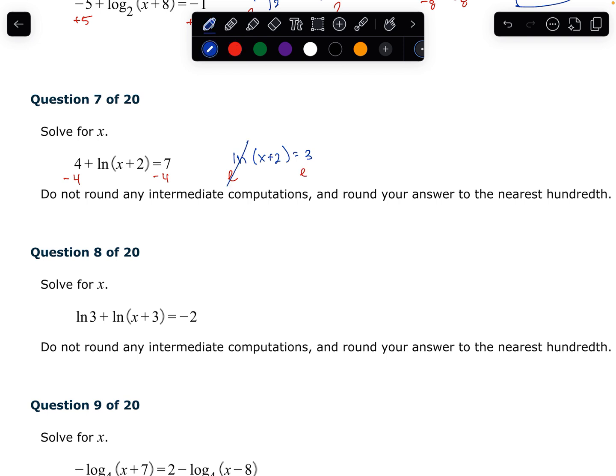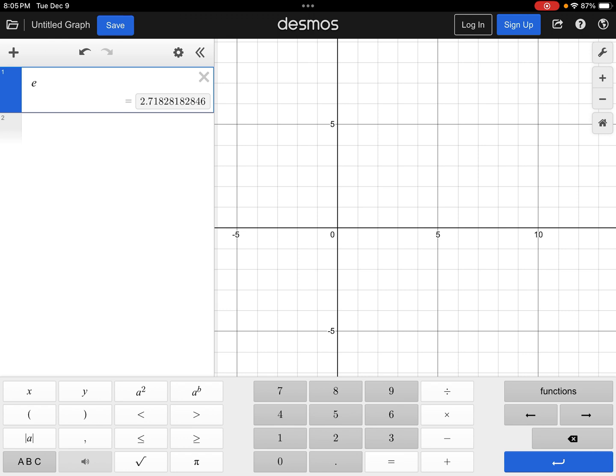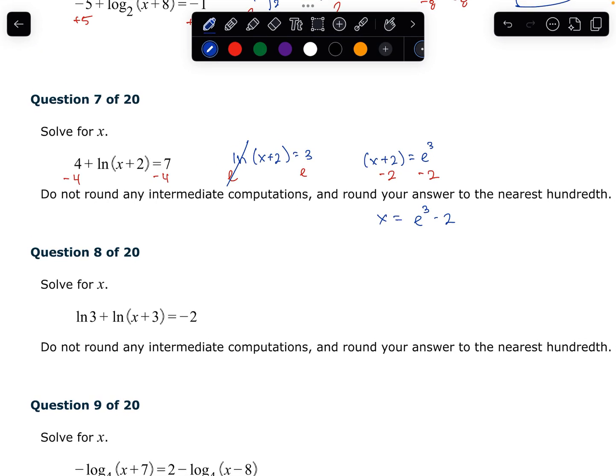On the left side, those cancel, and I'm going to get x plus 2 equal to e to the 3rd. Then I'm going to subtract 2 from both sides. Notice how I'm just keeping e to the 3rd as e to the 3rd. So I'll get x is equal to e to the 3rd minus 2. That's the answer, but we do want to input this answer as a decimal. So if you have a calculator, let's go in here and type in e raised to the 3rd and then minus 2. I get 18.09, rounding to the hundredths. So x is equal to 18.09.